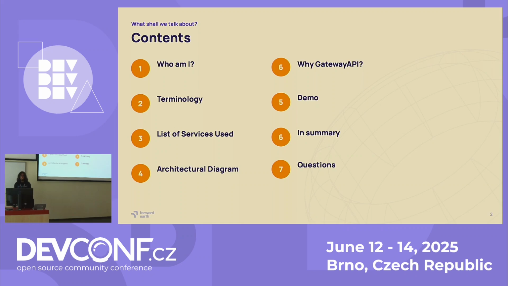The numbers are incorrect there. It should be 5 for why Gateway API and 6 for demo. And in summary should be 7 and question should be 8, but I can't count. So we'll fix that later.